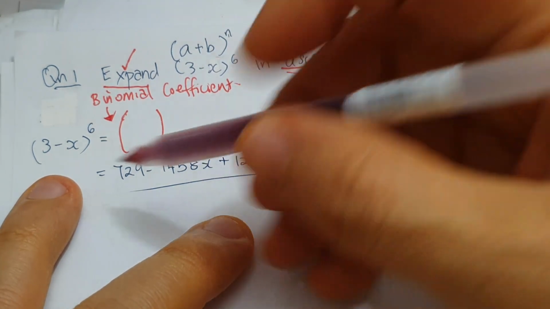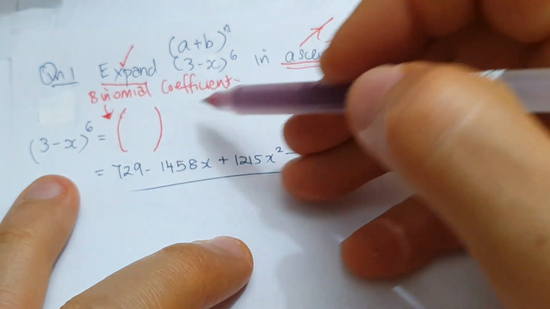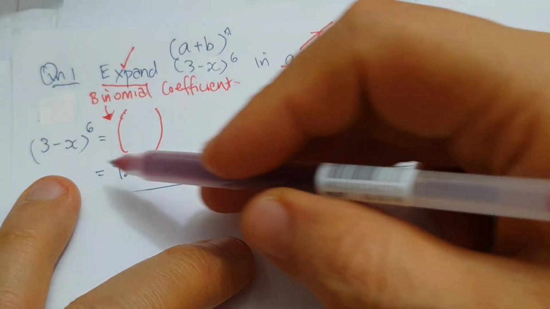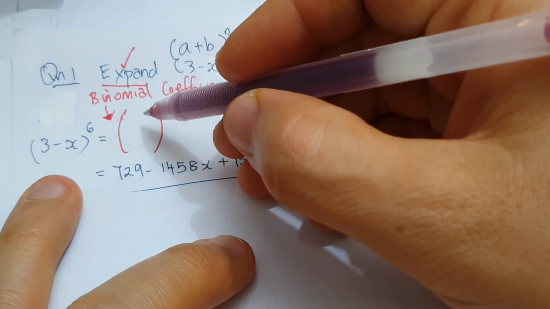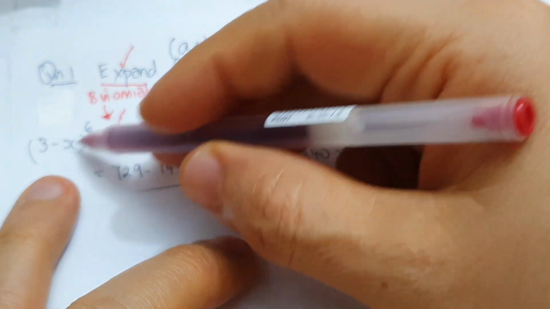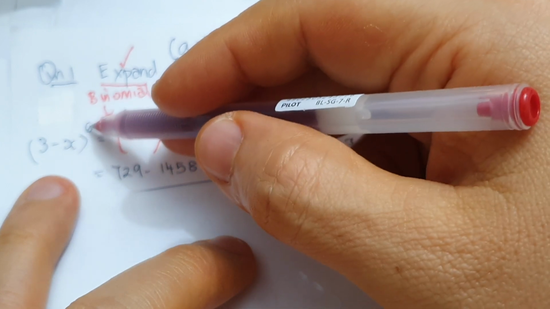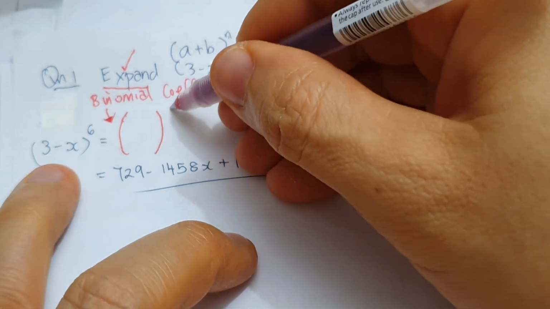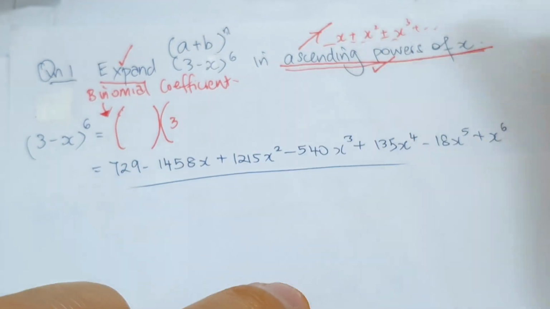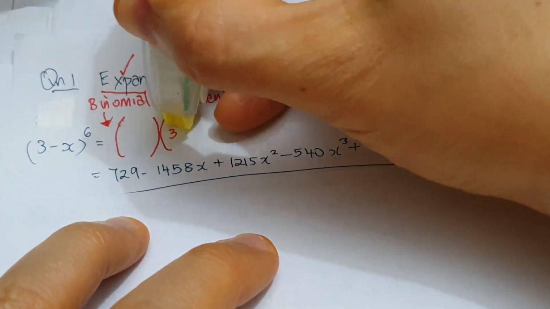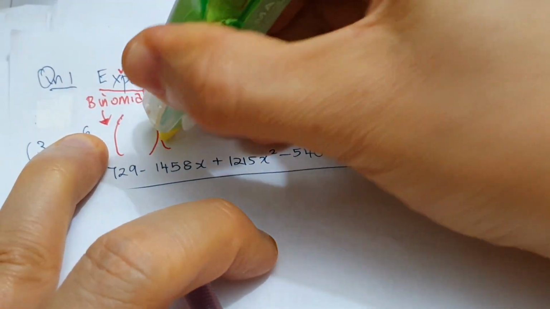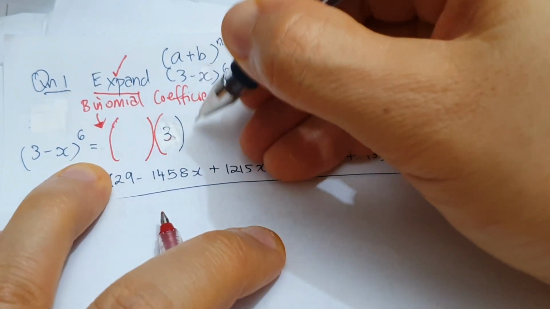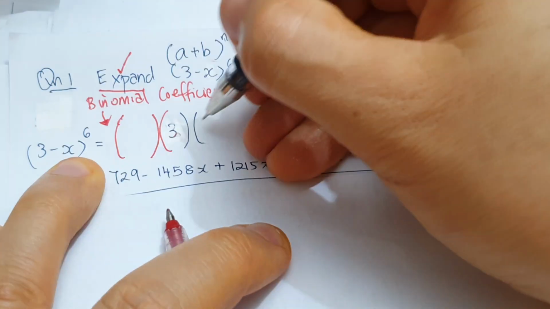Take a look at this. They say expand this. That means they want you to expand it fully. So how do I do it? You must understand that when you expand this to power 6, or for that matter to any power, there would always be what we call a binomial coefficient multiplied by this 3 to the power of something, multiplied by this other term.